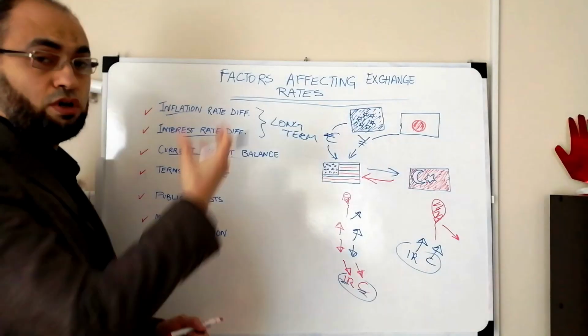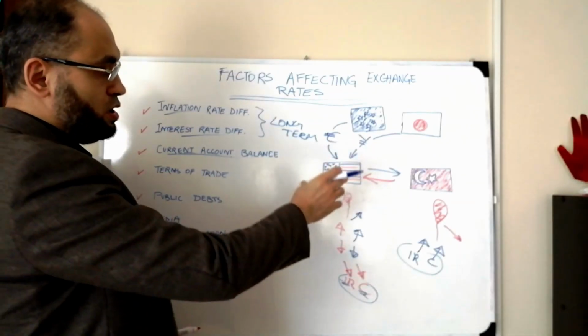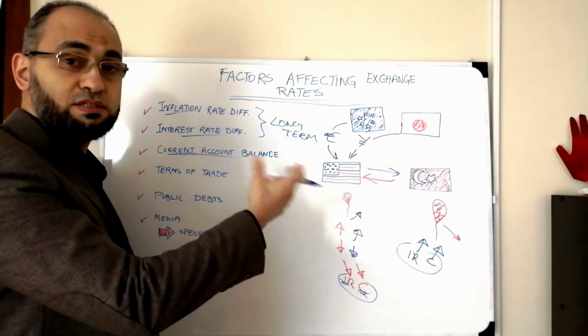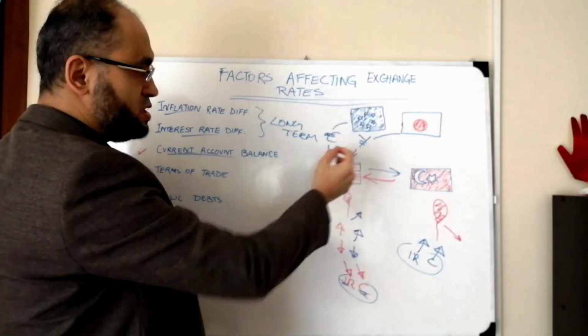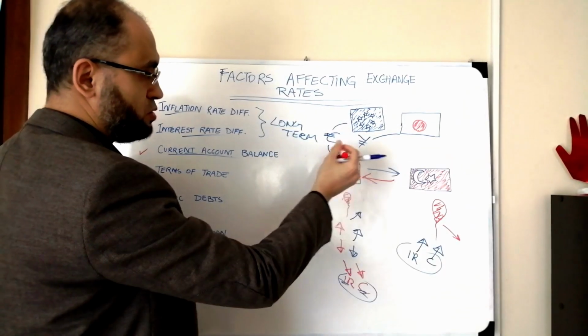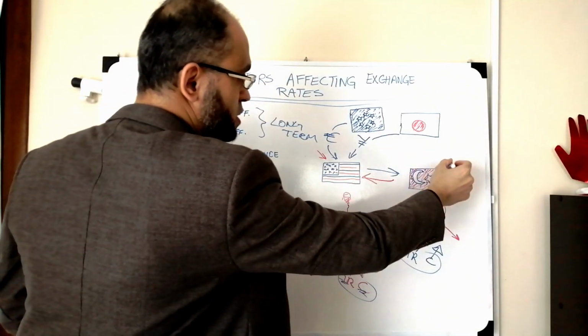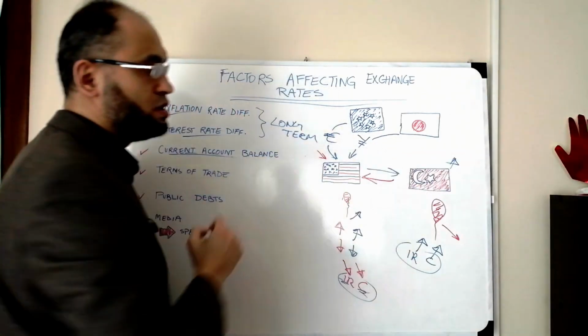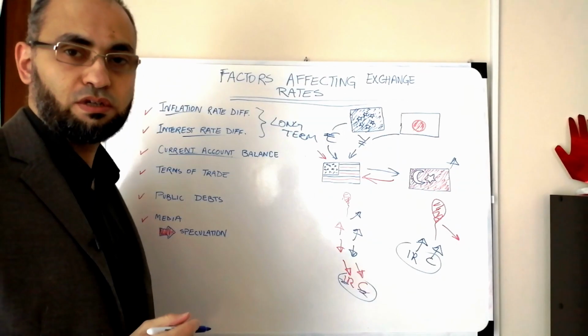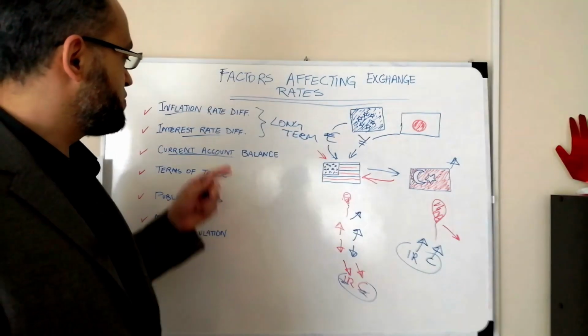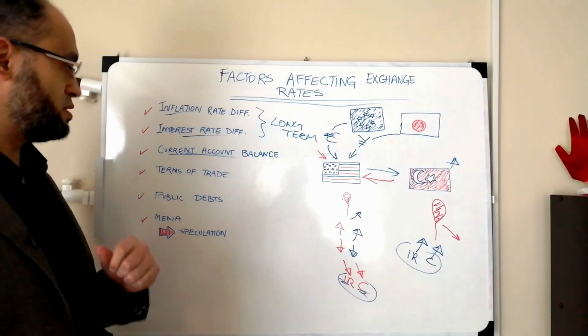So as they borrow foreign currencies to cover the balance, their currencies with respect to the other one will start to depreciate, and this country's currency will appreciate. Okay, now that's for the current account balance.